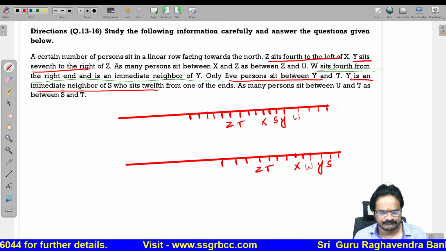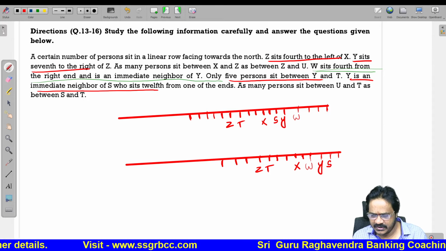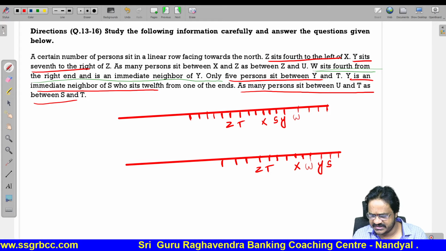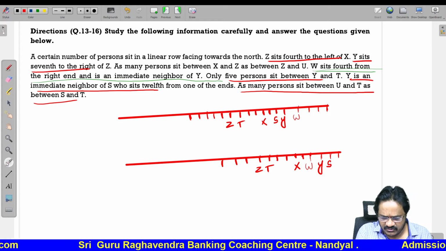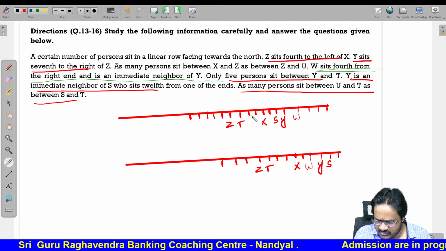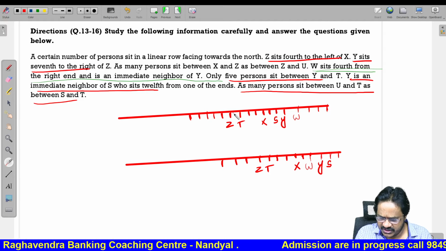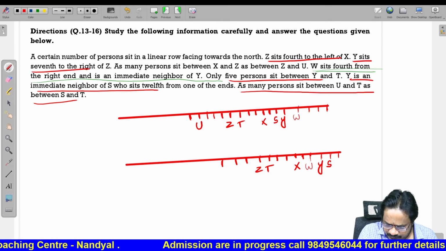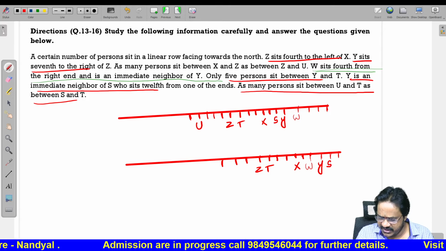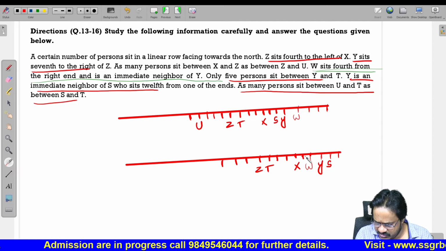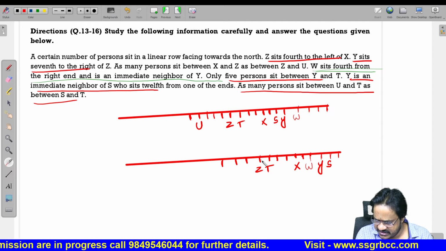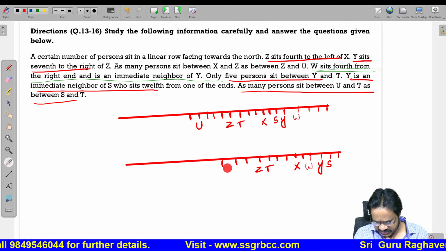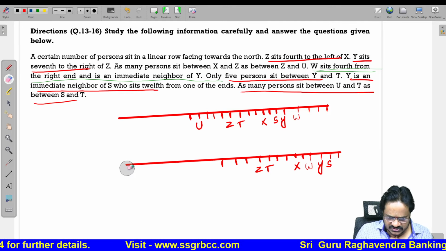Next one, as many persons are there between u and t as between s and t. Between s and t, how many persons are there? 1, 2, 3, 4. Between u and t also 4 persons. Here you will get u. Here between s and t, 1, 2, 3, 4, 5, 6. Between t and u also 6, which is not possible. So this is definitely wrong.